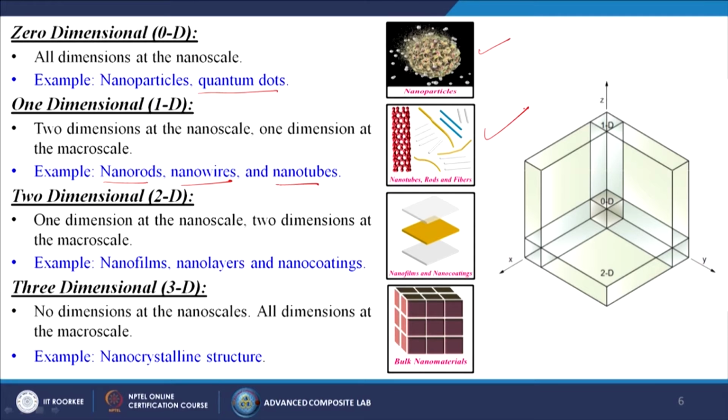Then 2 dimensional, 1 dimension at the nanoscale. When we are talking about the 2 dimensional, only the z dimension over here is in the nanoscale, and x and y are in the macro scale. So, like nanofilms, nanolayers and nano coatings. When we are talking about the 3 dimensional, no dimensions are at the nanoscale, all dimensions are at the macro scale itself. So, it is the whole one. Examples are nanocrystalline structure or the bulk structure, or generally we call it bulk nanomaterials.